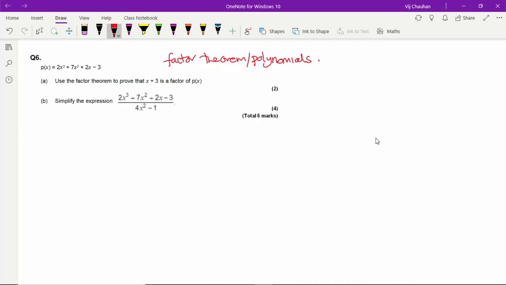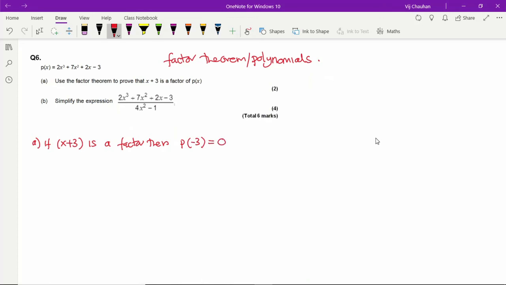So the first thing we want to do is use the factor theorem to prove that x plus 3 is a factor of p, the function p of x. Now for this, it's really important in terms of layout, which a lot of students will lose some silly marks on. So the first thing to do to start off with this question is state that if x plus 3 is a factor, then p of minus 3 is going to equal 0.